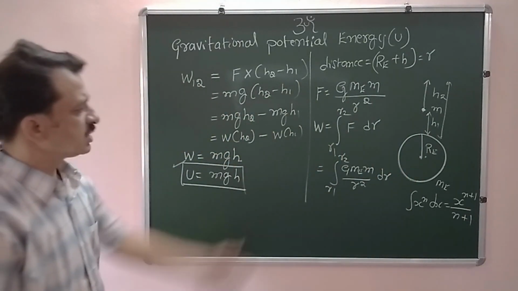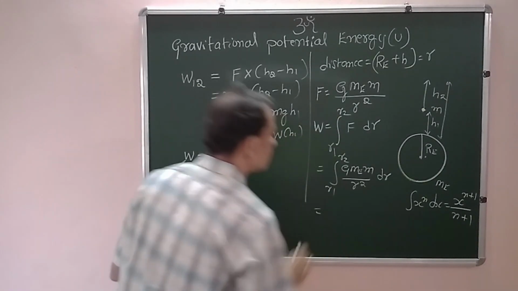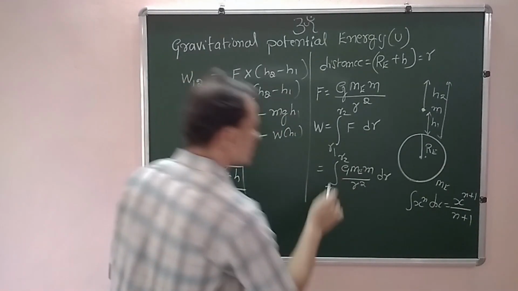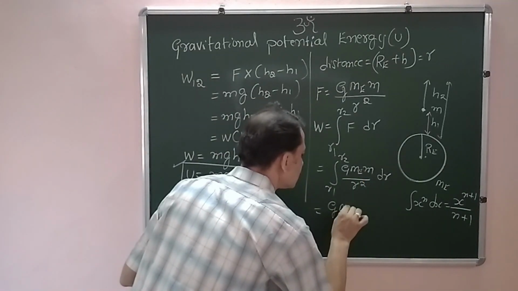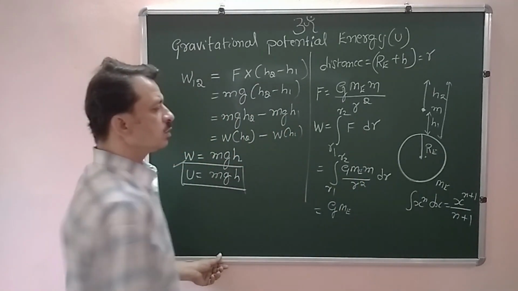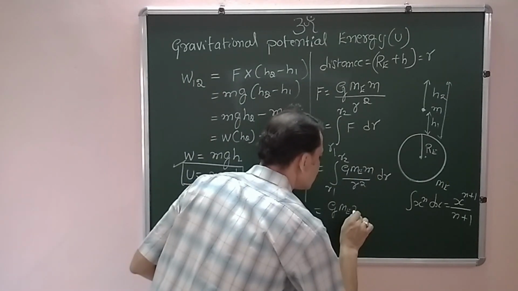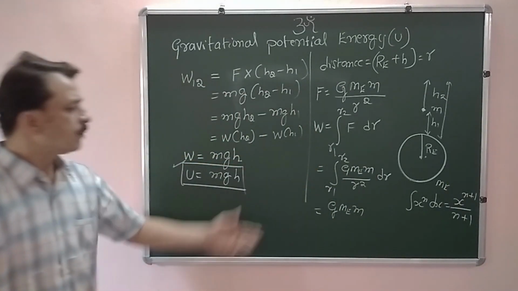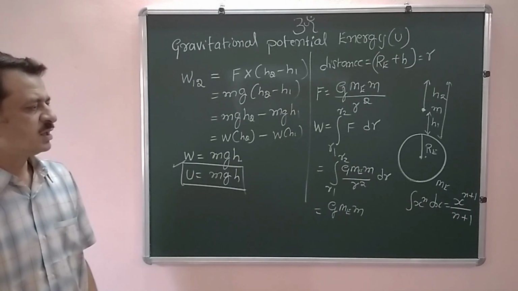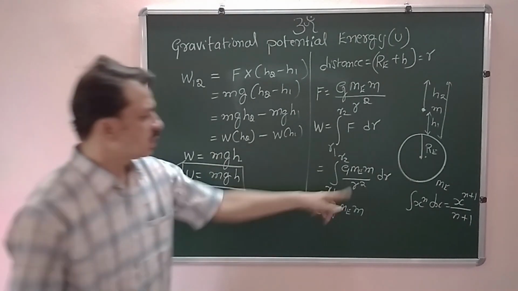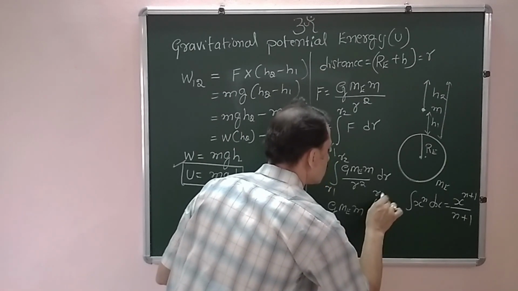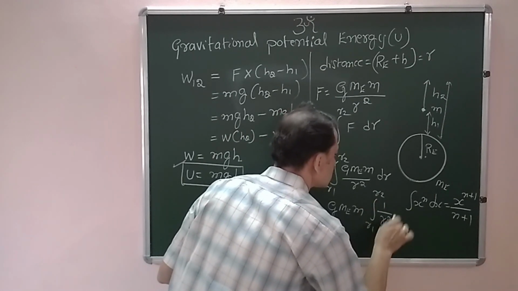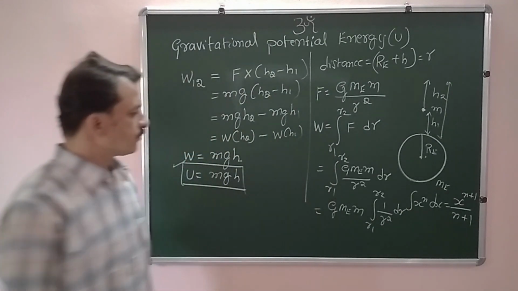By using that relation, if you integrate this one, here G, the universal gravitation constant, is taken out. Me, the mass of the Earth, is a constant, taken out. m, the mass of the point object, is also a constant. Only we have to integrate this one from r1 to r2, 1 by r square into dr.